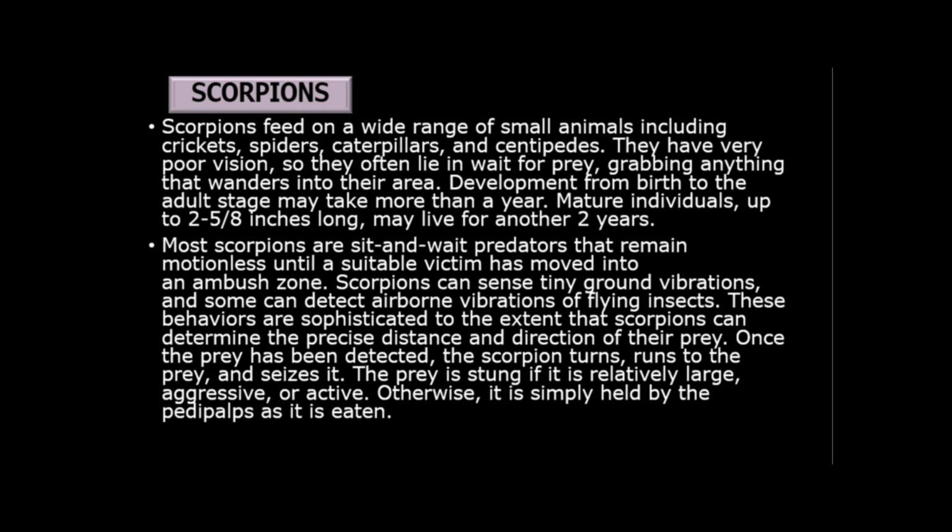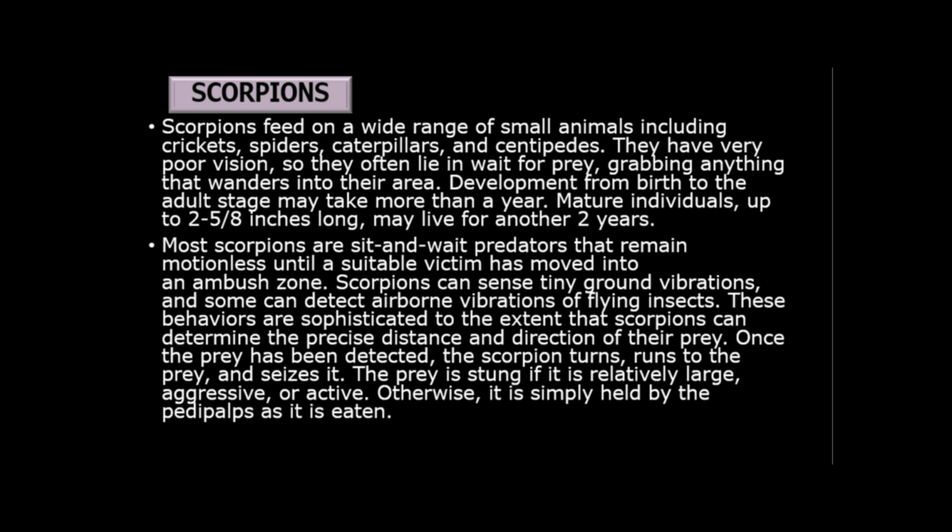They have very poor vision, so they often lie in wait for prey, grabbing anything that wanders into their area. Development from birth to the adult stage may take more than a year. Mature individuals, up to 2 5/8 inches long, may live for another 2 years. Most scorpions are sit-and-wait predators that remain motionless until a suitable victim has moved into an ambush zone.